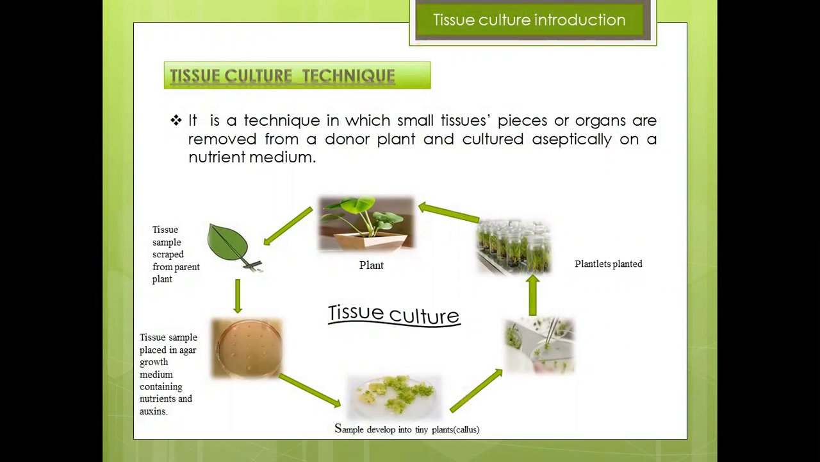Tissue culture is a technique in which small tissue pieces or organs are removed from a donor plant and cultured aseptically on a nutrient medium. As described in the picture, there is a parent plant from which the tissue sample is taken and then grown into a medium having the nutrients which are required. Then the sample develops into tiny plants, and then the plants are grown in a favorable environment.